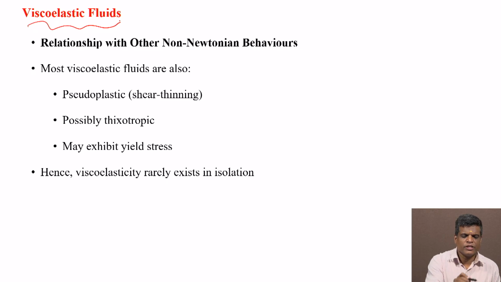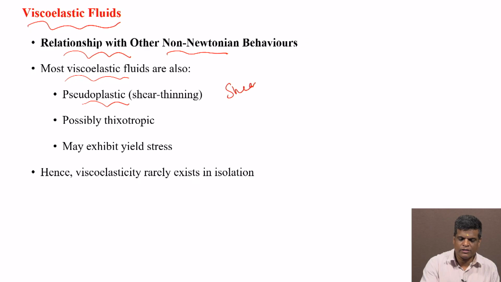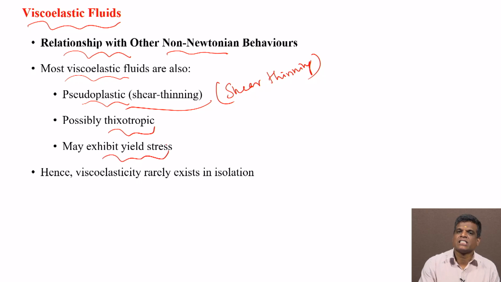So, what are viscoelastic fluids? We already discussed their relationship with other non-Newtonian behaviors. Most viscoelastic fluids show shear thinning, which is called pseudoplastic behavior, as we already discussed. Then possibly thixotropy is also there. Sometimes there is yield stress, the tau naught we always discuss. So, viscoelasticity rarely occurs in isolation.